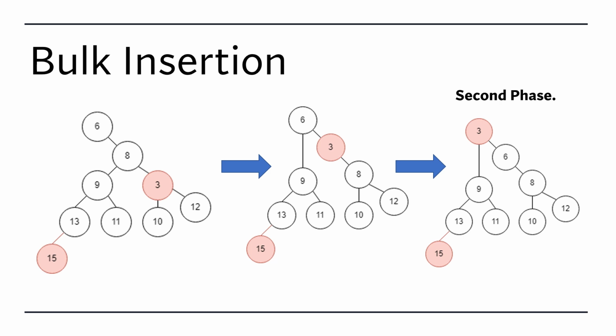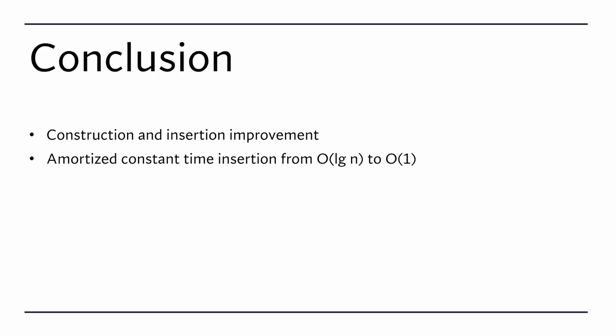In conclusion, we saw how construction and insertion improvements work on weak heaps. And the most important result is that with the bulk insertion, we have an amortized constant time insertion that helps us improve the time complexity of weak heap insertion from log n to a constant time by using a buffer array.